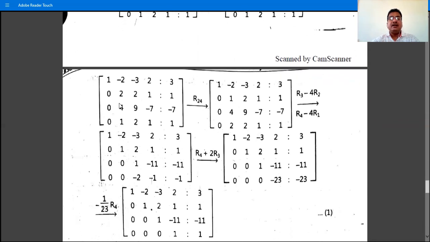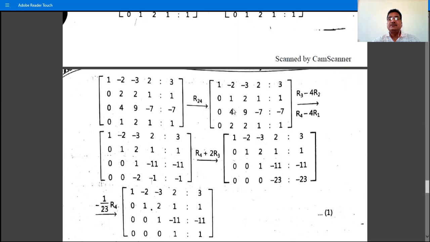So then the next step is, reduce this element to 1. So in order to reduce this element to 1, we can use the third row or fourth row, but we cannot use the first row. So interchange the second row and fourth row, R24. So we have the first row and third row as it is, interchange the second row and fourth row.